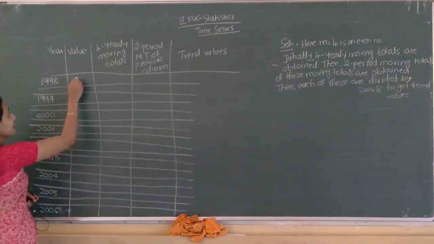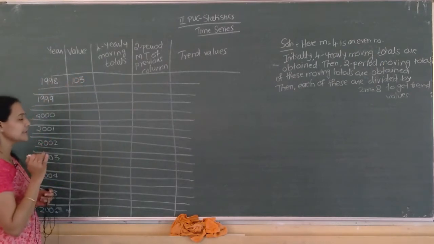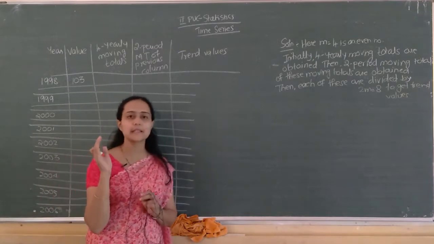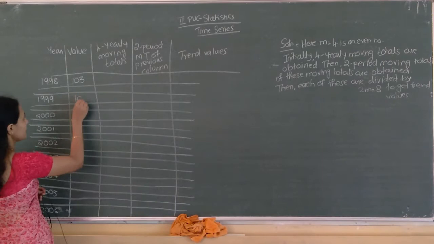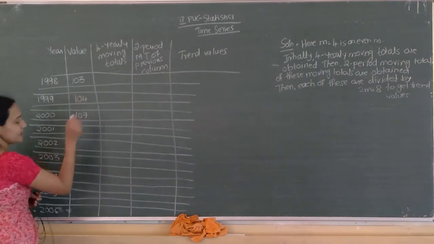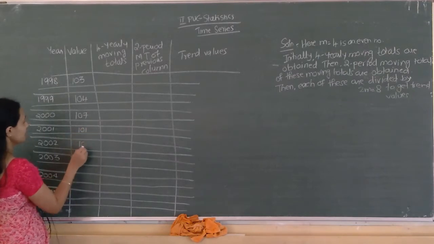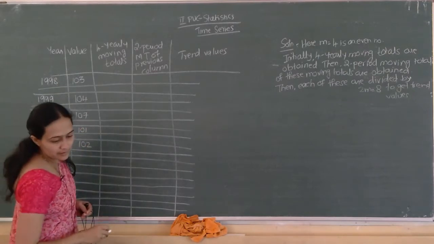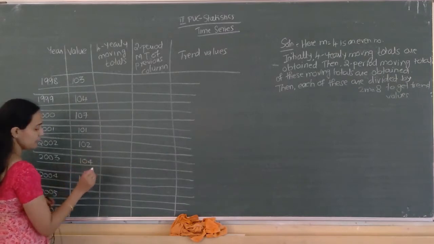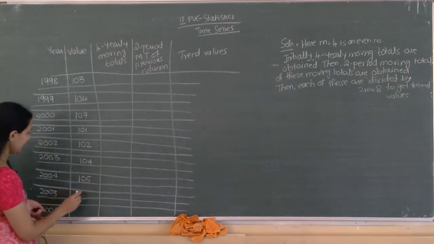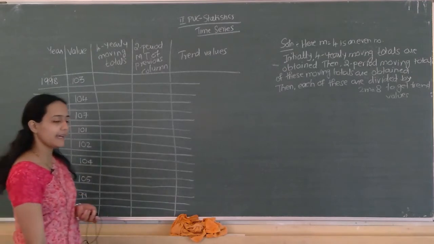103, 104, that you have to write against each year only. Remember, don't leave space for that. Against respective years only you have to write the values. 103, next 104, next 107, 101, 102, 101, 102, 104, 105, 104, 105, 99, 100.